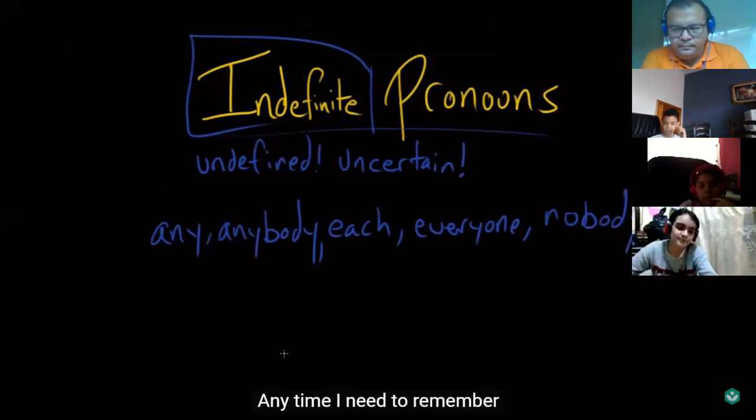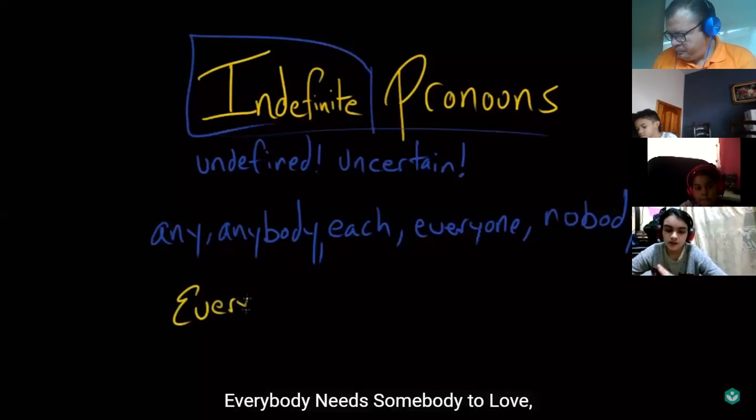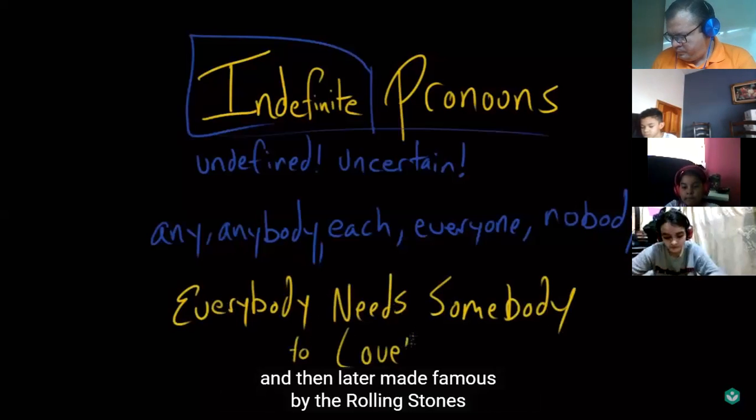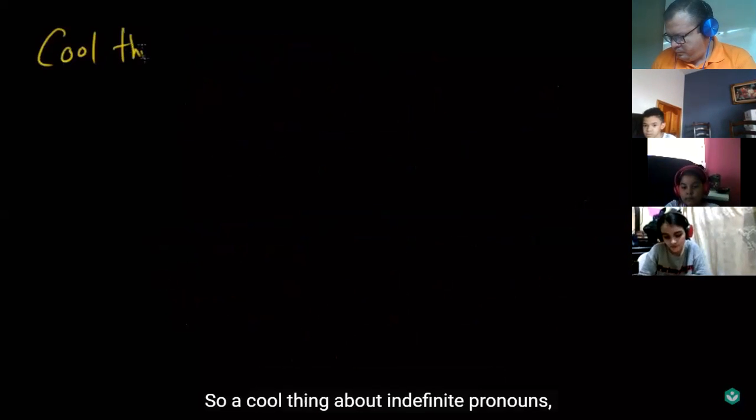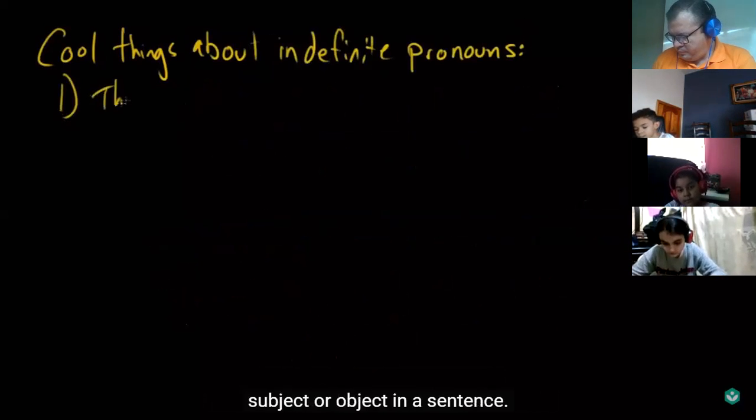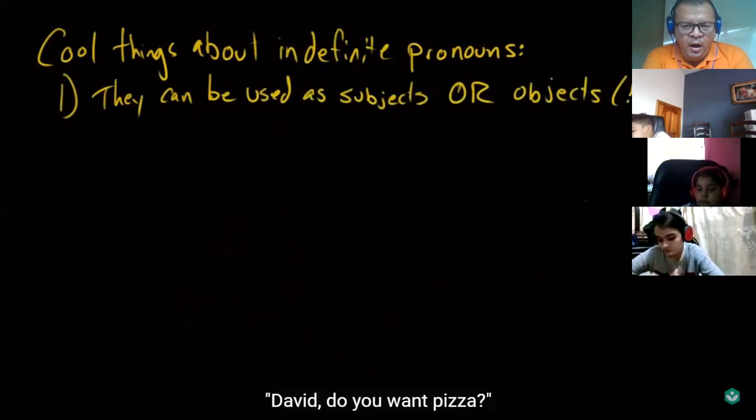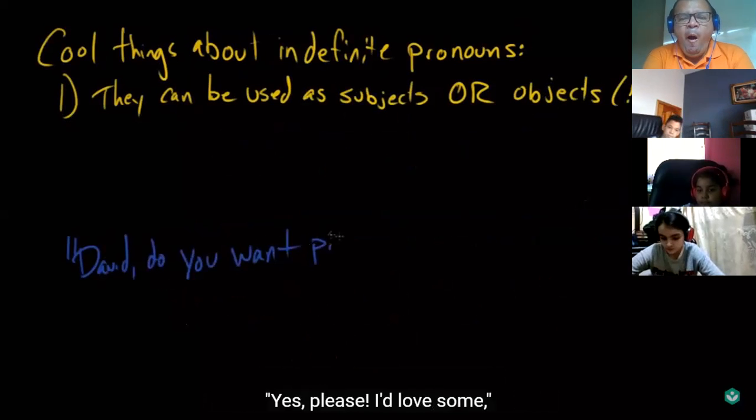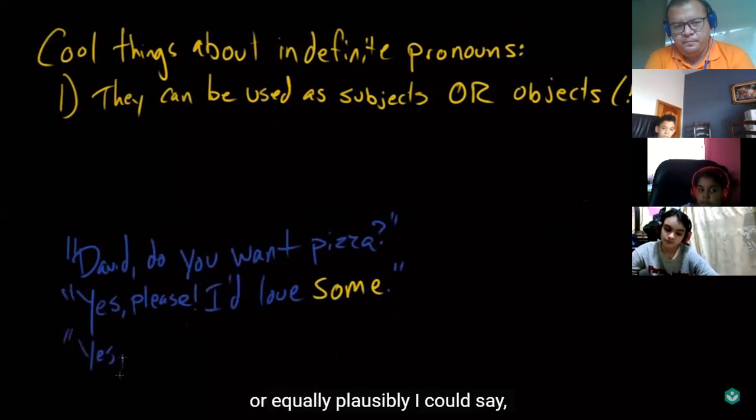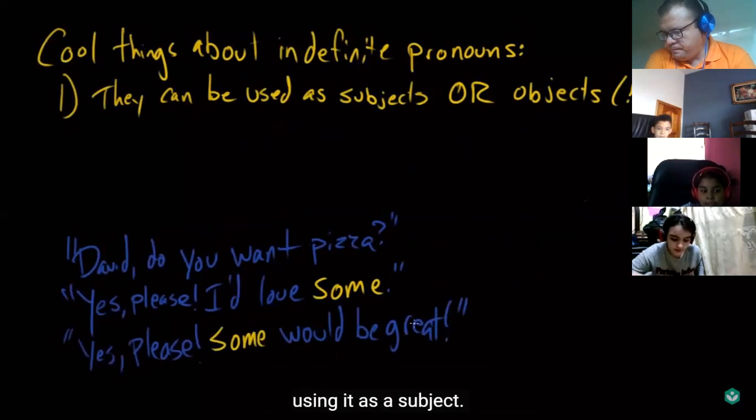Anytime I need to remember what words fall into this category of indefinite pronouns, I just think of the song Everybody Needs Somebody to Love, originally by Solomon Burke, and then later made famous by the Rolling Stones and the Blues Brothers. So a cool thing about indefinite pronouns, actually there are a couple. Number one, they can be used as both subjects or objects in a sentence. So if you said to me, David, do you want pizza? I could respond, yes please, I'd love some, using it as an object. Or equally plausibly, I could say, yes please, some would be great, using it as a subject.